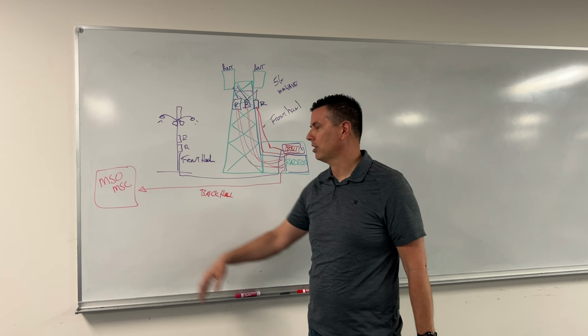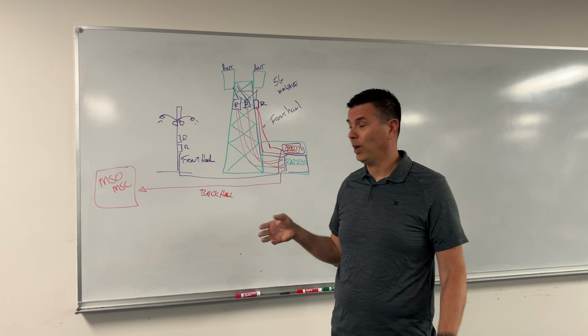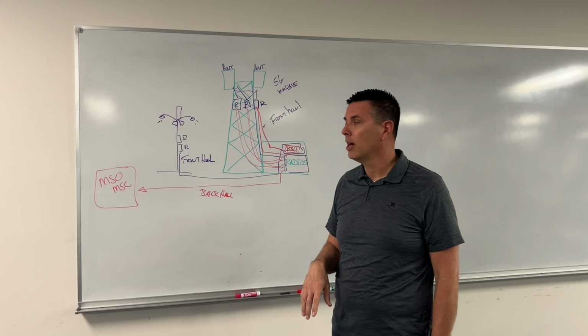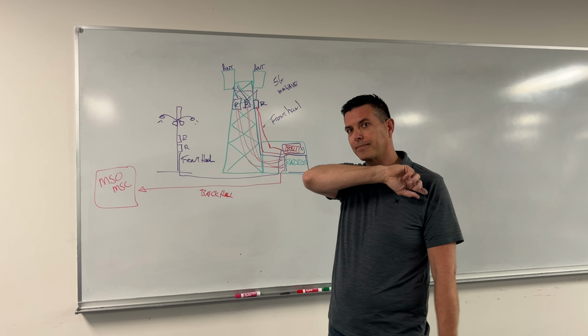So that connection to the MSO is your backhaul. The BBU is that device. It looks kind of like a switch. It can handle multiple radios. But that is the difference between backhaul and fronthaul.